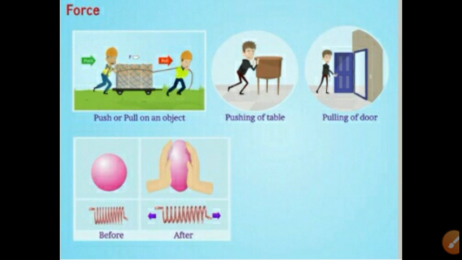Here are some more examples for applying forces. Pushing the table, pulling a door, compressing a ball, and elongating a spring. Therefore, force not only sets a body into motion, but it also changes the shape and the size of the body.